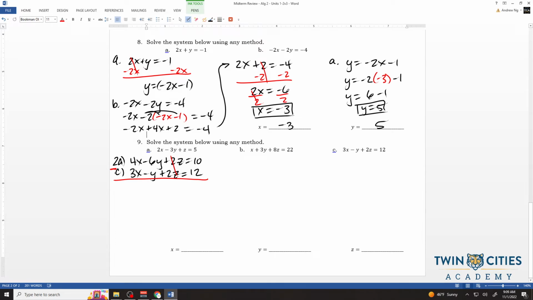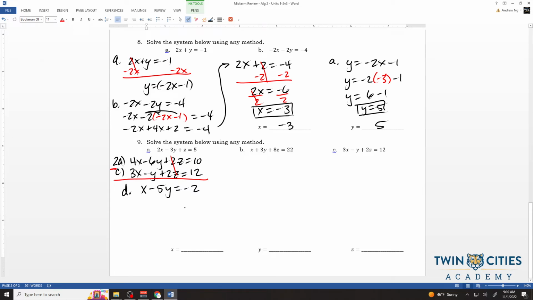This will give me 4x minus 3x is a single x. Negative 6y minus negative y, that's going to be negative 5y. And this is equal to 10 minus 12, which is negative 2. There's a brand new equation. I'm going to give it a new label. I've got labels A, B, and C already, so let's call this D.